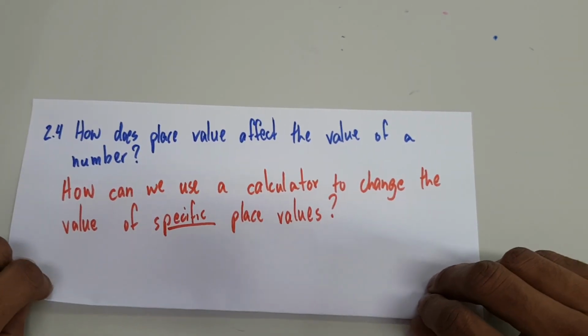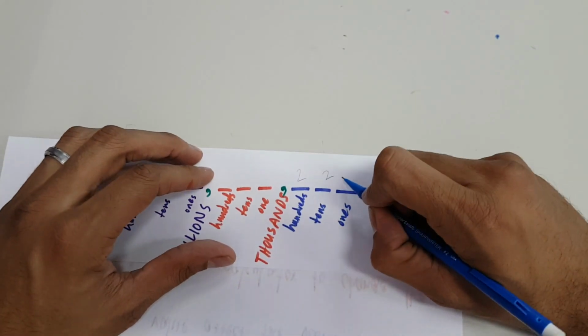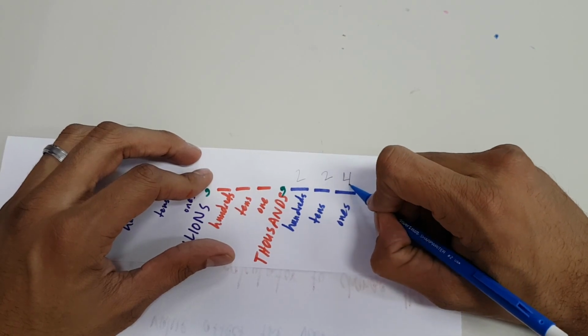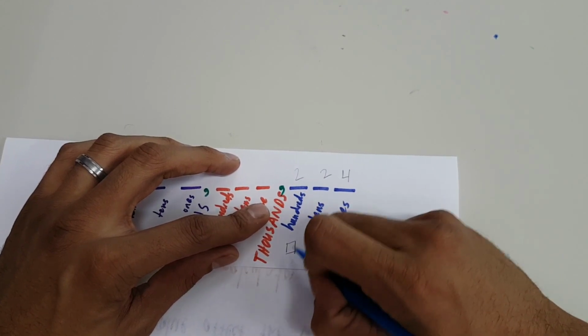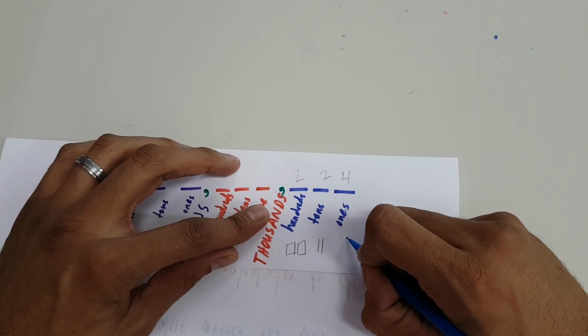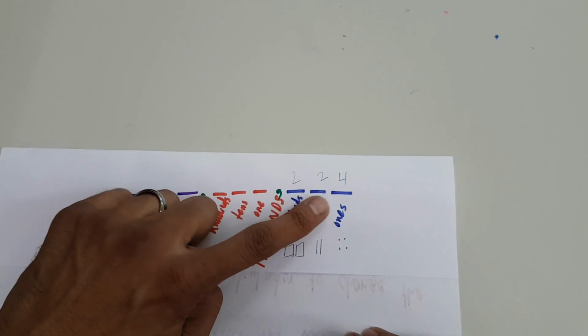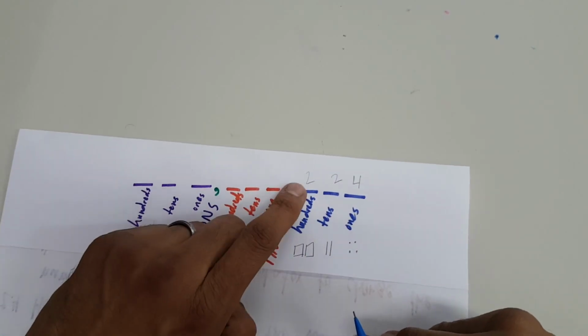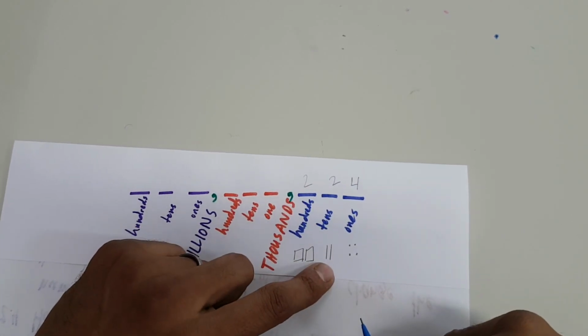So let's go back to our guiding question. How does place value affect the value of a number? So if we're looking at the number 224, that would look something like this. That would be 2 hundreds, I'm just going to do a quick sketch, 2 tens, and 4 ones. So how is this 2 any different than this 2? Well, this 2 represents, like we said, 2 hundreds, whereas this 2 only represents 2 tens.